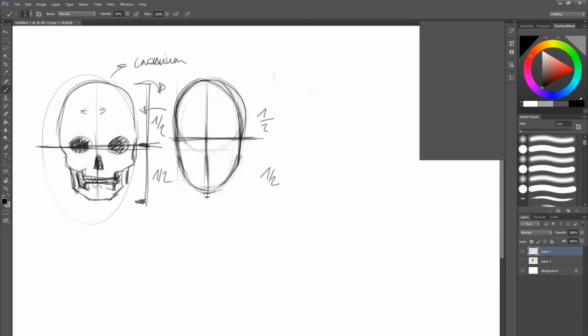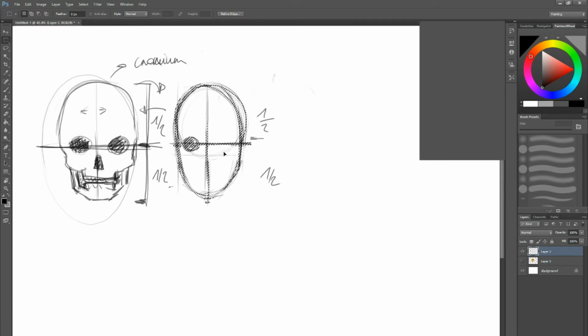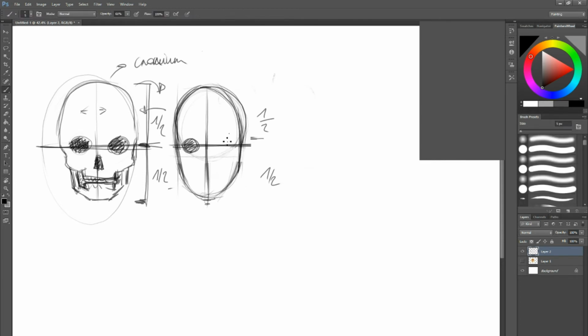Okay, that's good. And this here is where your eye socket is. Maybe I should move this down a bit so you can see what I mean. Like that-ish. These are your eye sockets here. Oh, come on. There we go. And this is where your nose was.